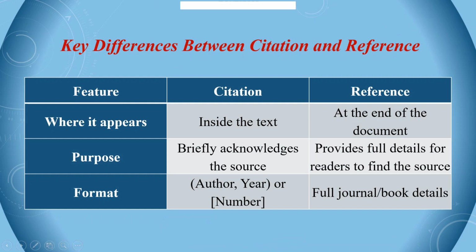Either parenthetical, or numbered, or even footnote. So basically, it is either the author and year style, or we write a number, and that number could be in square brackets or even superscript, as we discussed earlier. And then the format for references is the full journal or book details.